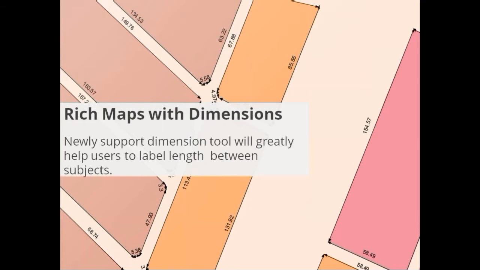And for large-scale maps, users can display detailed information of a particular region with the Dimension tool. Users can add distance information between different landscapes or the side length of a landscape to the map. It will surely help map readers to understand the real size of the landscape.